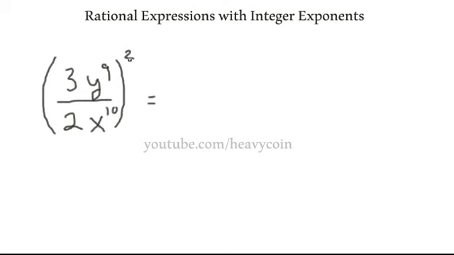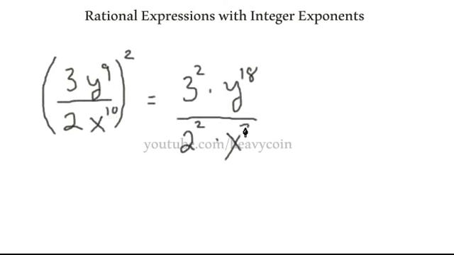So what we're going to do here is take this 2 up here and do just like this. This is 3 squared times y. Now you multiply exponents, so this would be 9 times 2, which is 18, over, now we have to also do it to the denominator, 2 squared times x, and 2 times 10 is 20. And so this just becomes 3 times 3 is 9, y to the 18th over 4x to the 20th, and there's not any more that we can do there. So that's it, completely simplified down.